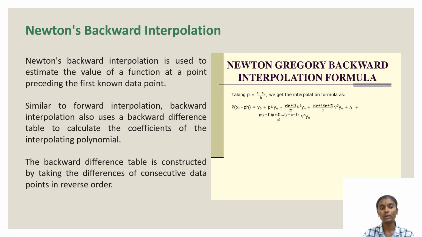Newton's backward interpolation. Newton's backward interpolation is used to estimate the value of a function at a point preceding the first known data point. Similar to forward interpolation, backward interpolation also uses a backward differences table to calculate the coefficients of the interpolating polynomial. The backward differences table is constructed by taking the differences of consecutive data points in reverse order.